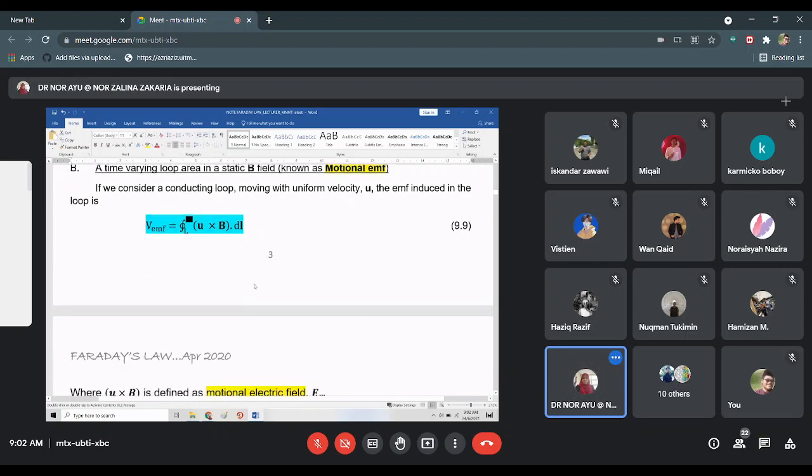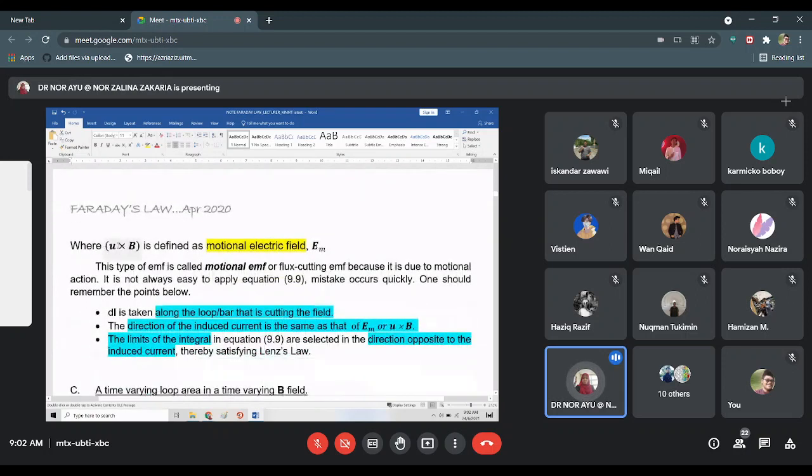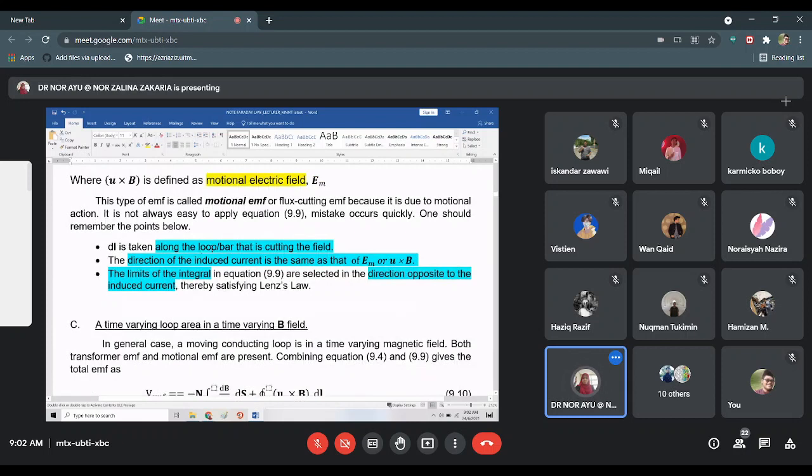Where U cross B is defined as the motional electric field, or we can call it E_m, and this is called the motional EMF. Then there are three points that you need to look into. First, dl is taken along the loop or bar that is cutting the field. So what is dl? We determine dl from the bar or from the loop where it cuts the magnetic field.